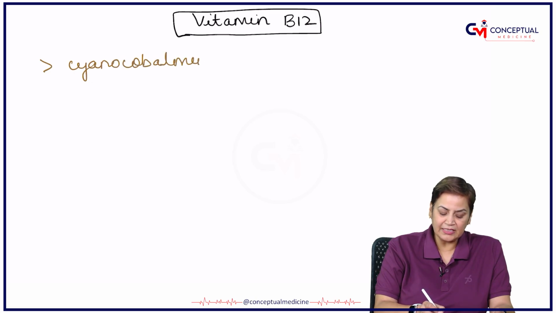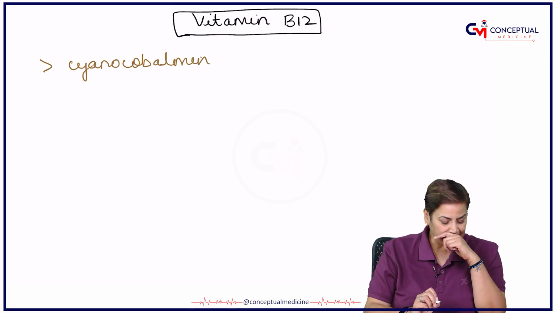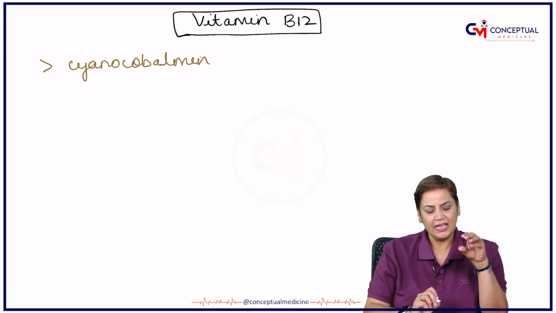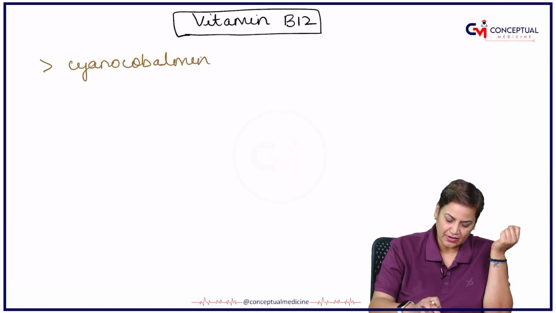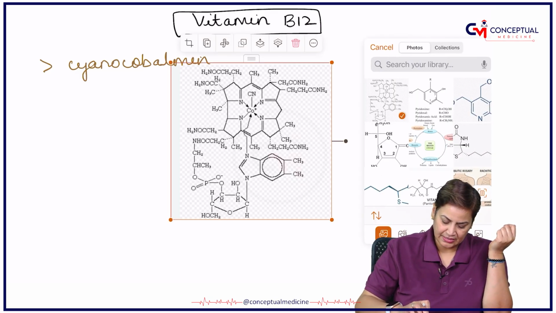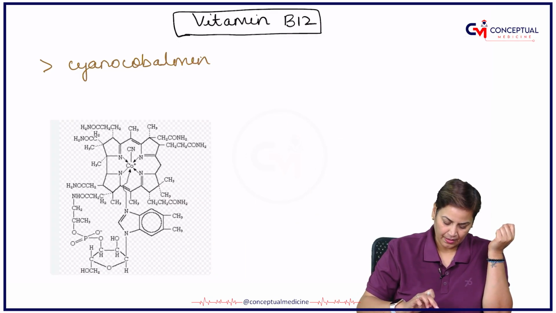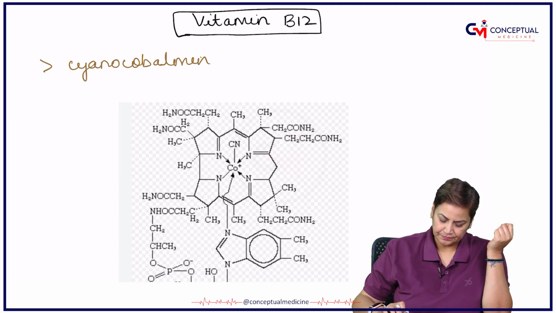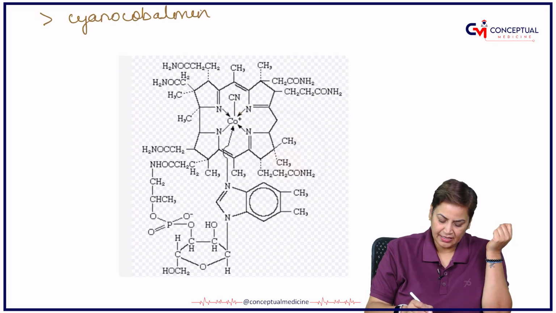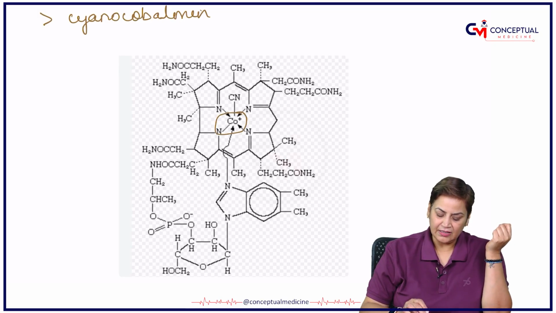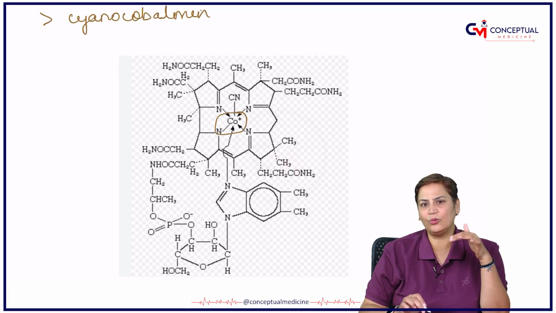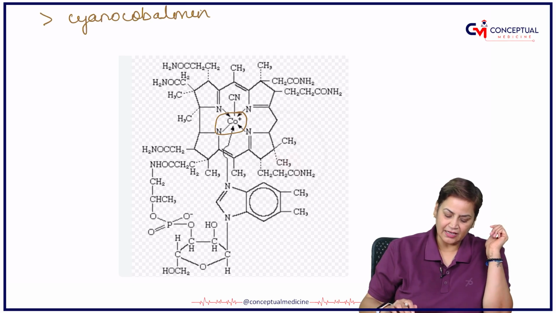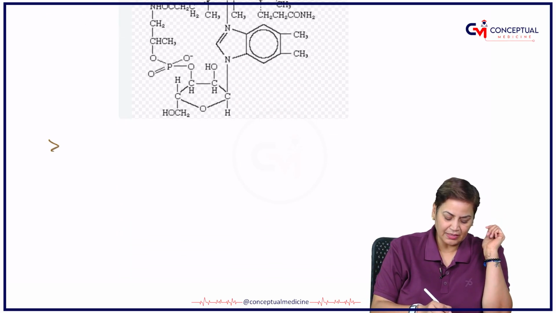because if we look at its structure, it has 4 tetrapyrrole rings arranged, and in between, corrin rings arranged, and in between it has a cyano group. I'll just show you the structure. It looks like this. You can see that. Right here in between it has cobalt. So it is cyanocobalamin, and obviously it's a water soluble vitamin, that also we know.